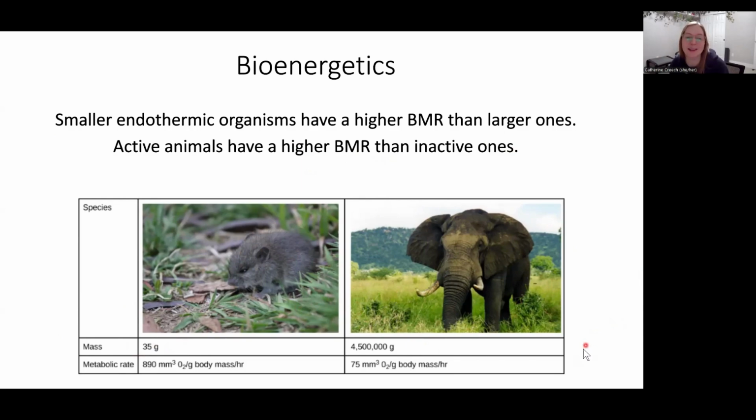So pretty big. The metabolic rate of this little warm-blooded mouse, with its heart beating really quickly, needing to be constantly eating, is 890, as opposed to this elephant, which is slow moving, lumbering, still needs to eat constantly, but its heart beating is a lot slower. It's going to be 75.